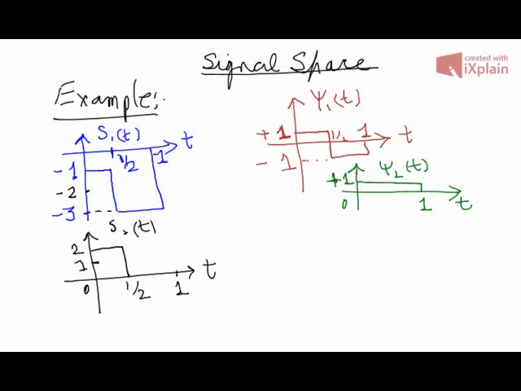We solve an example of the signal space concept. Suppose we are given S1 of t and S2 of t, a set of two signals, and these are non-orthogonal signals. If you try to find the dot product, you will not get 0. So this is a set of non-orthogonal signals S1 of t and S2 of t.